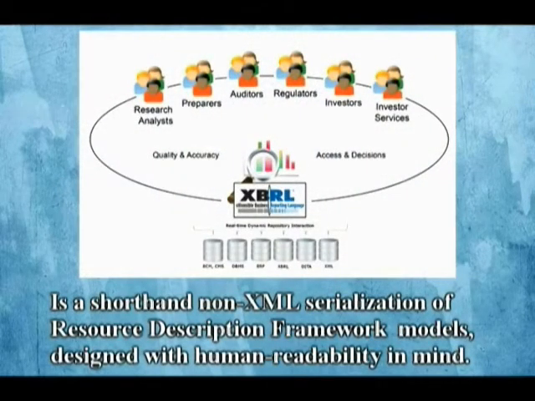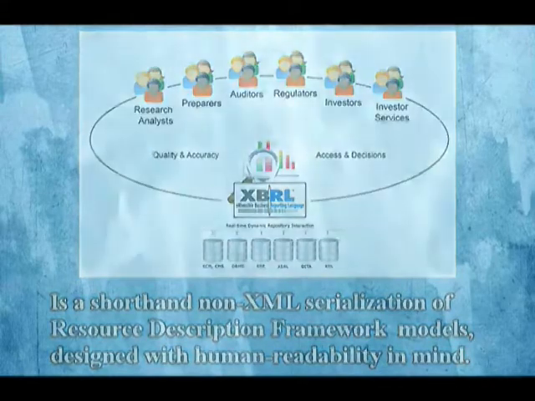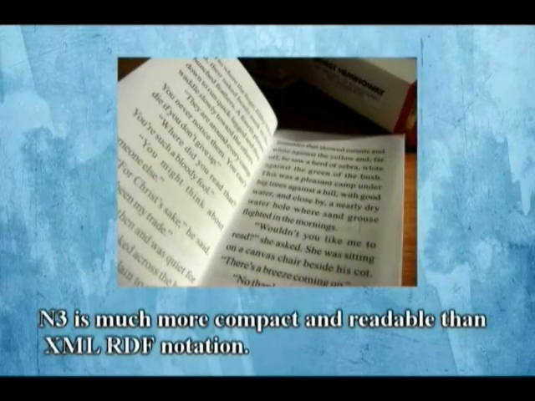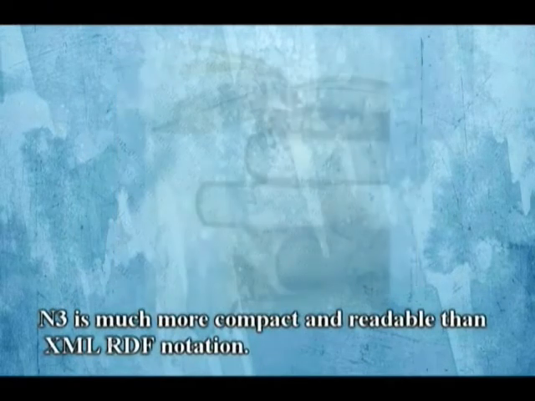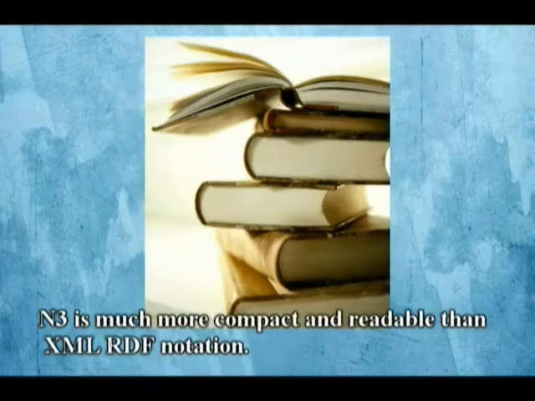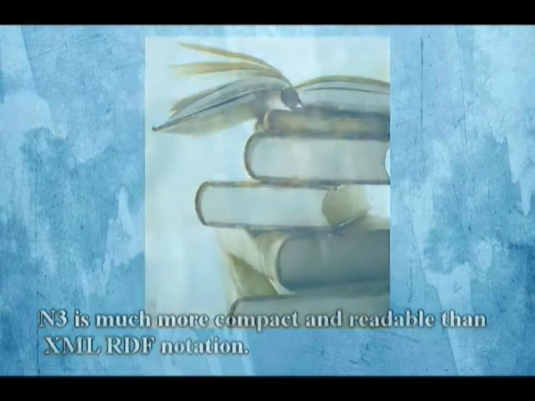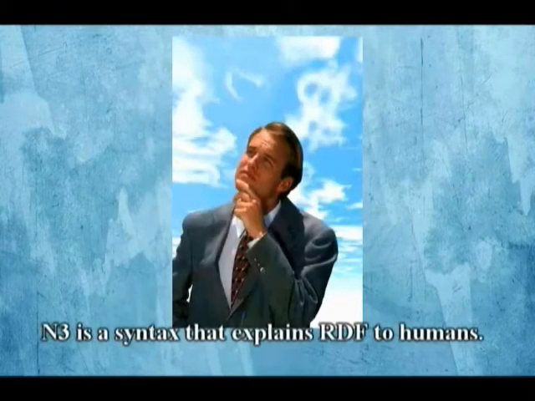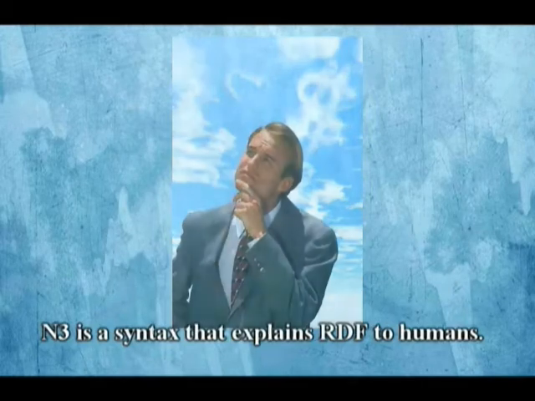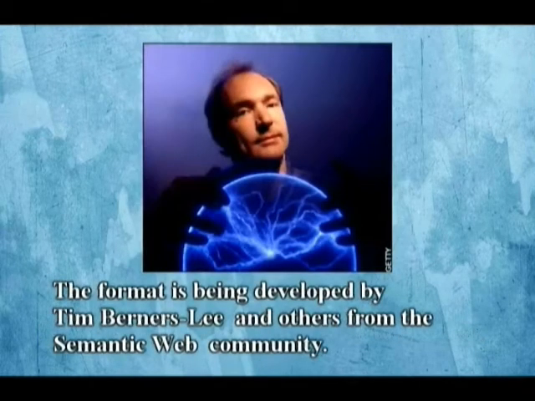Notation 3 is a shorthand non-XML serialization of Resource Description Framework models designed with human readability in mind. N3 is much more compact and readable than XML RDF notation. N3 is a syntax that explains RDF to humans. The format is being developed by Tim Berners-Lee and others from the Semantic Web community.